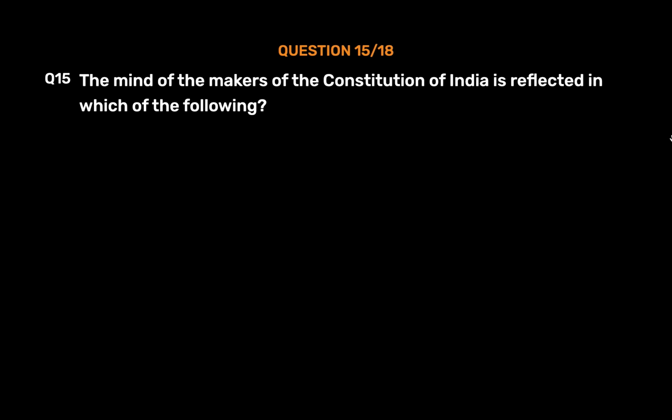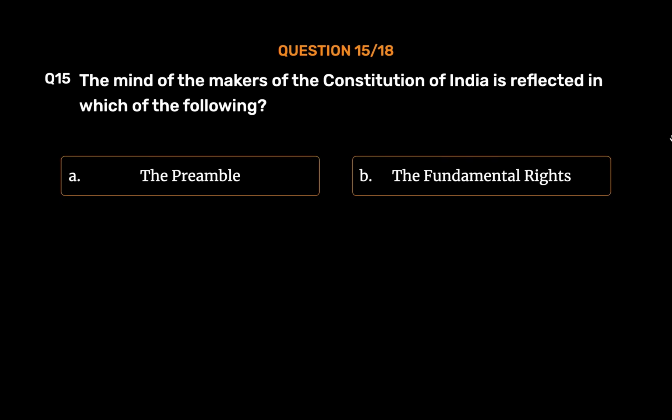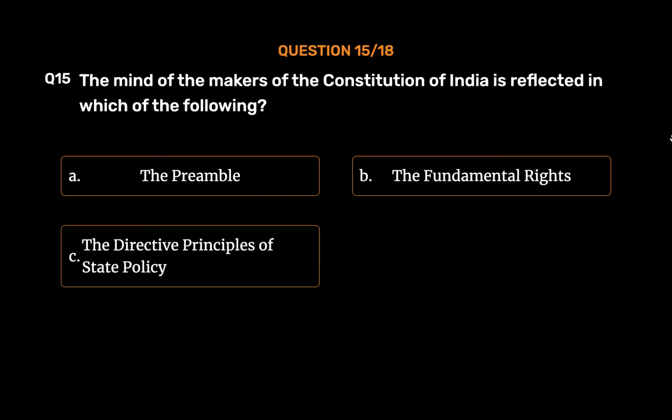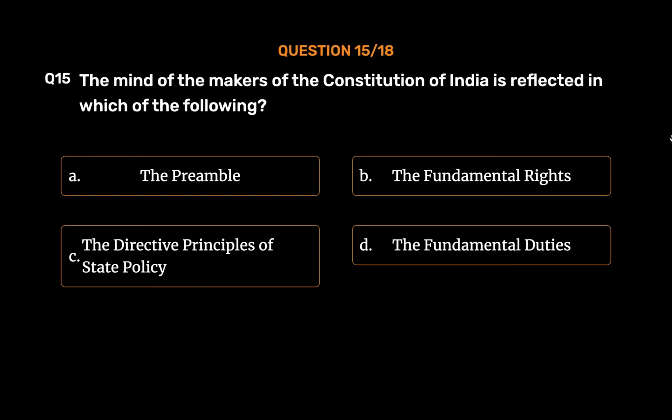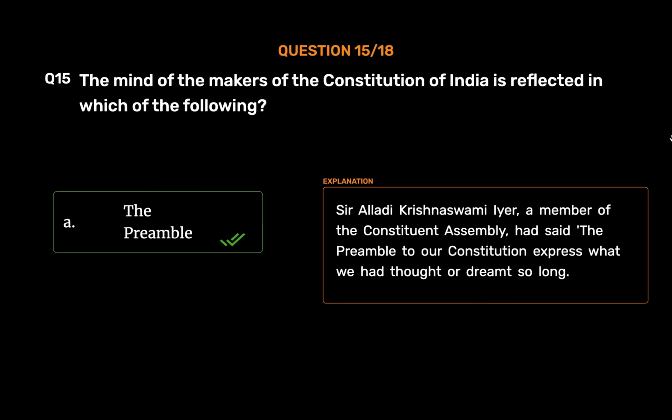Question number 15. The mind of the makers of the Constitution of India is reflected in which of the following? Option A. The preamble. Option B. The fundamental rights. Option C. The directive principles of state policy. Option D. The fundamental duties. The correct answer is Option A. The preamble. Sir Alladi Krishnaswamy Iyer, a member of the Constituent Assembly, had said the preamble to our Constitution expresses what we had thought or dreamt so long.